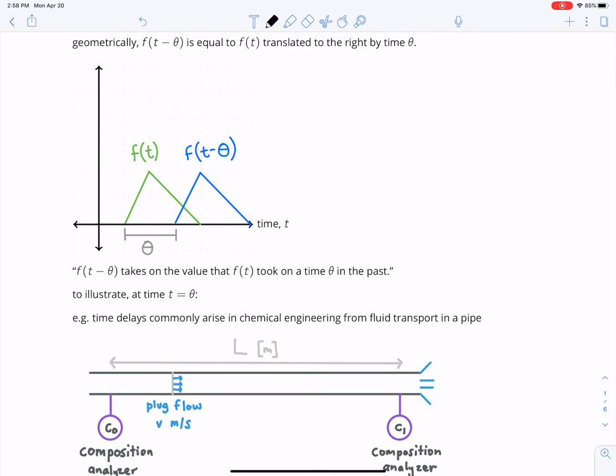So this function, the blue function, f of t minus theta, takes on the same value that f of t took a time theta in the past. To see that, let's consider time t equals 0. If we let g of t, our function of time, be equal to the shifted function f, shifted by a time theta, then g of t equals theta is equal to f of 0. And so that shows that the time delayed function takes on the value that the non-time delayed function took on a time theta ago.